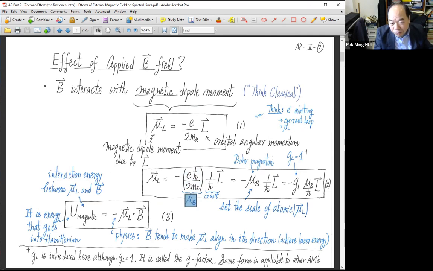I call your attention to this spelling. It's not magnetron, it is a magneton. There's no R here because generation of students spelled it wrong. I hope my students won't make that mistake.